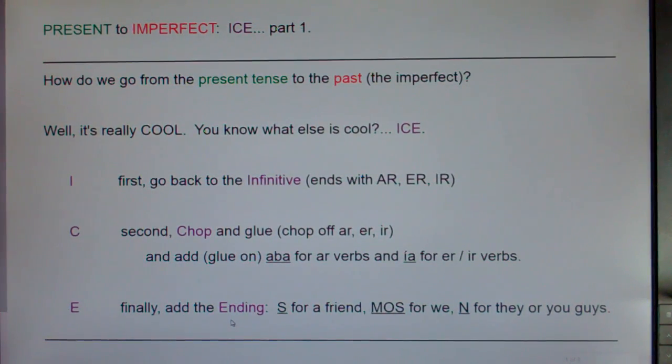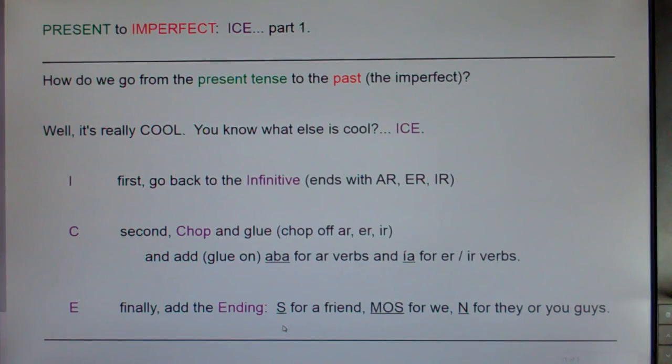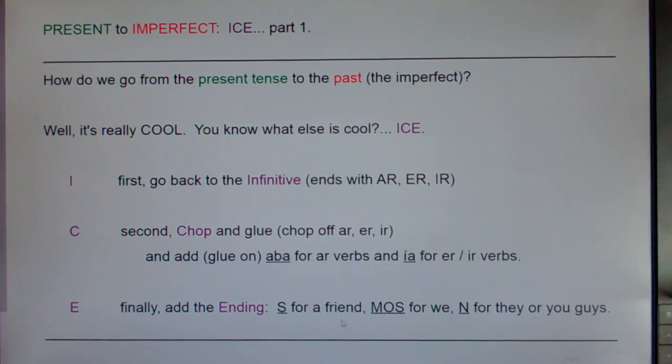And finally, what does E stand for? E stands for ending. Now, once you've added the aba or the ia, if you're talking to your friend, you add an S. If you're talking about we, you add an MOS, and if you're talking about they or you guys, you add an N, which makes sense, because in the present tense, anytime you're talking to your friend, there's an S. How are you, friend? ¿Cómo estás? You eat. Comes. You live. Vives. In the present tense, anytime you're talking about we, there's an M. We sing. Cantamos. We dance. Bailamos. We eat. Comemos. Anytime in the present tense it ends with an N, it's they or you guys. Comen. They eat. Bailan. They dance.